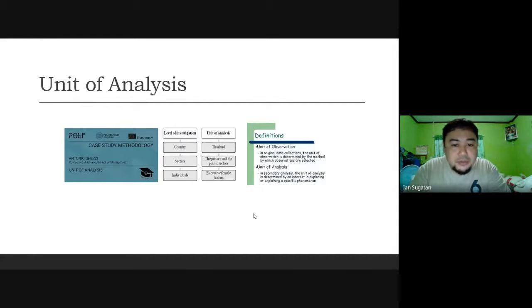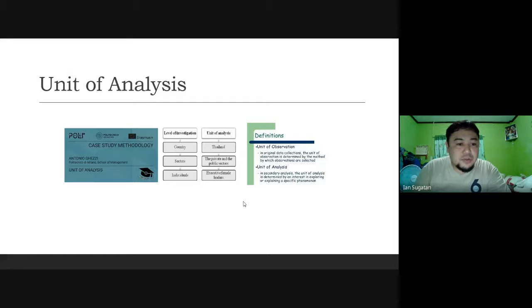Basically, when we speak about unit of analysis, this refers to the secondary analysis or the unit of analysis, which is determined by an interest in exploring or explaining a specific phenomenon. So, like for example, when we have the level of investigation that you can see, this will pertain to having a unit of analysis. Like for example, if you say you have a country and that country is Thailand, what sector? Is it a private sector or the public sector? So that is the unit of analysis. It means to say that it breaks down the level of investigation. So like for example, if you have individuals, when you say individuals, this pertains to executive female leaders. So this is exclusive for female leaders only. So you enumerate the female leaders that you know.